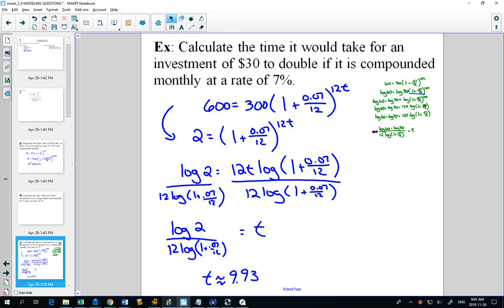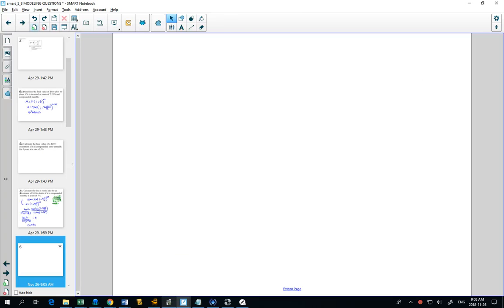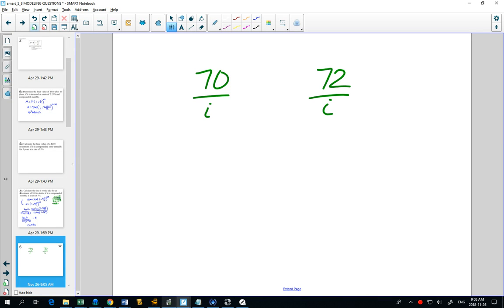Okay. Now, the other thing I want to teach you about this is something called the rule of 70. The rule of 70 looks like this. And sometimes it's called the rule of 72. It just depends which mental math is easier. So in our question, we had 7% interest, and we did a lot of work with logarithms, and we found out that the answer was 9.93 years for it to double. The rule of 70, or the rule of 72, is a quick way to estimate how long it's going to take something to double.